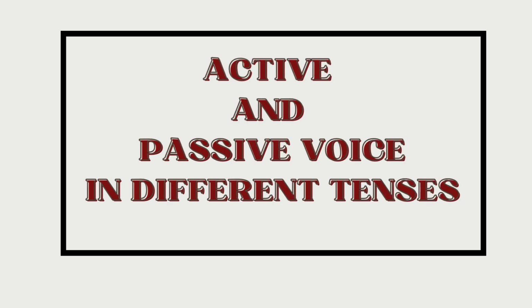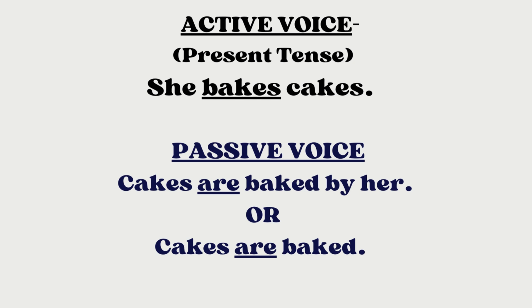Let's look at some of the sentences in different tenses and see how we can convert them into the passive voice. She bakes cakes. Now this is a sentence in the present tense because the verb says bakes. The subject here is a pronoun she who is performing an action. Bakes is the main verb. The object is cakes. Note that this sentence has just one main verb.